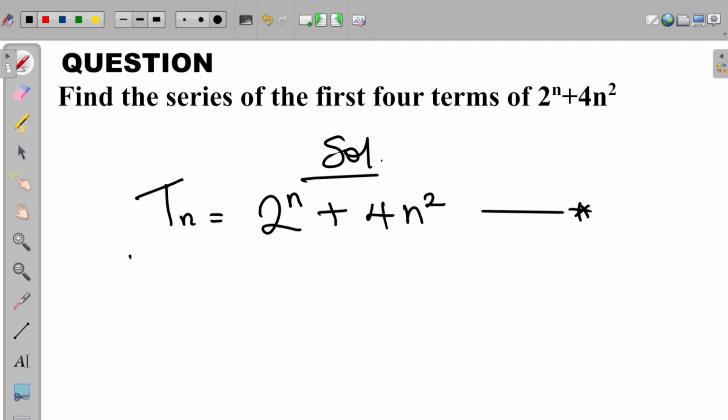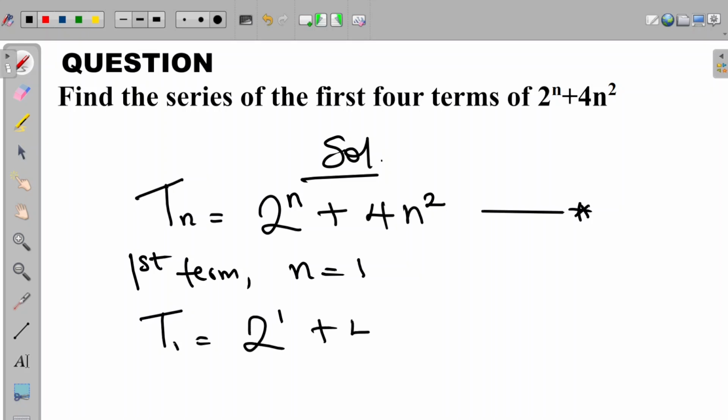So for the first term, we have that n is equal to 1. So we have the first term equal to 2 to the power of 1 plus 4 multiplied by 1 squared. So 2 to the power of 1 is still 2, plus 1 squared is 1, and 1 times 4 is 4. So therefore, the first term of this sequence is 2 plus 4, which is equal to 6.